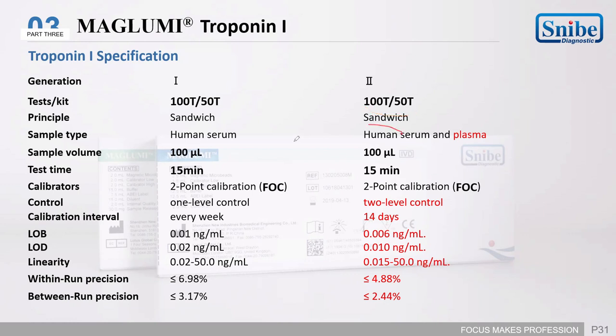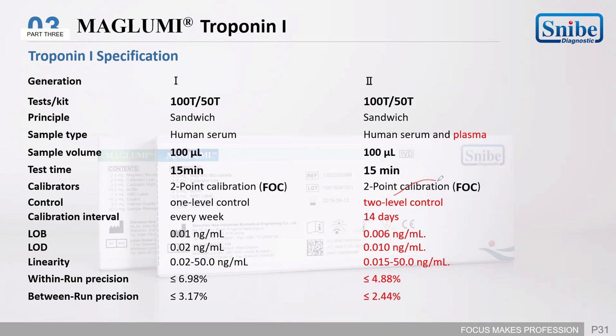They have a sandwich principle, but in the second generation, we have improved from only serum to serum and plasma. Both sample types are recommended, and the specific plasma anticoagulant tubes are also mentioned in the package insert. As for the sample volume, we need just 100 microliters, and within just 15 minutes, the system will give you the troponin I result.